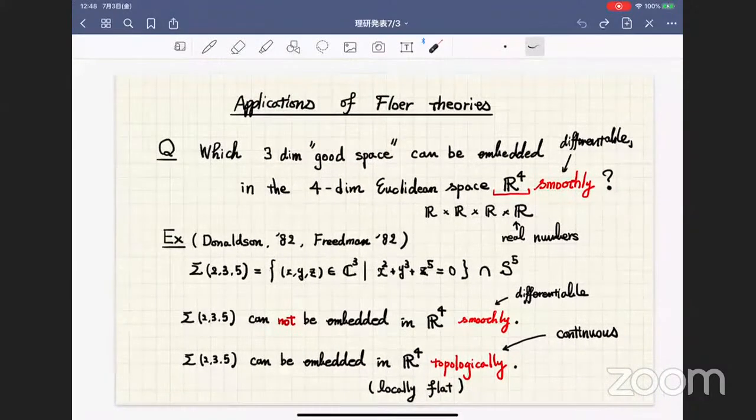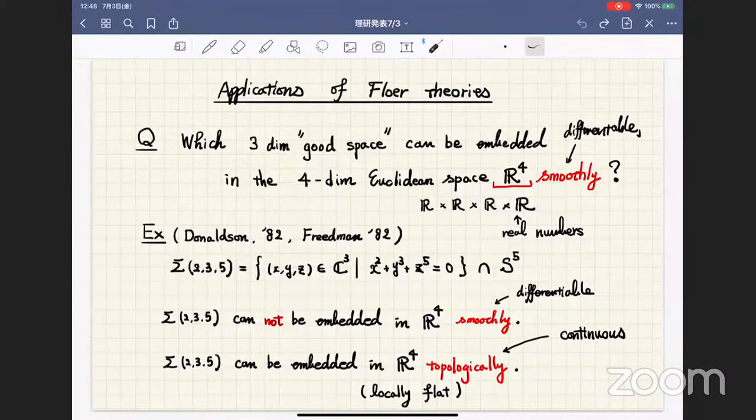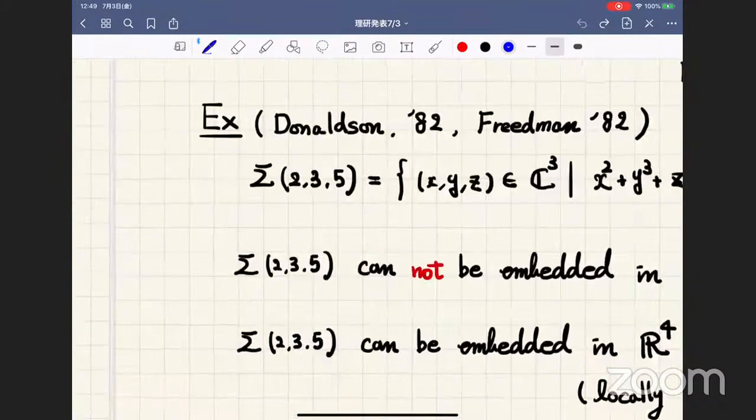Sorry, I couldn't understand the question. It is stated that Sigma(2,3,5) cannot be embedded in R4 smoothly. And it is stated that Sigma(2,3,5) can be embedded topologically. Do you need Floer theory for both proofs of these statements? Roughly speaking, how do you apply Floer theory to prove these things? Sorry, I see. So you want to know the sketch of the proof?